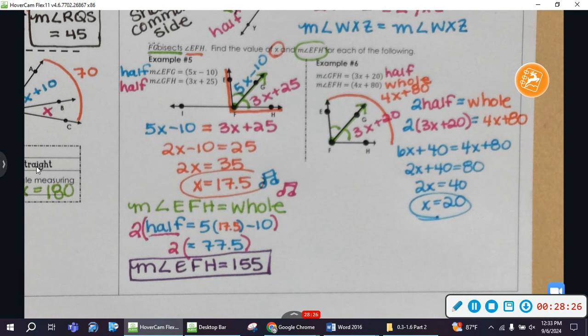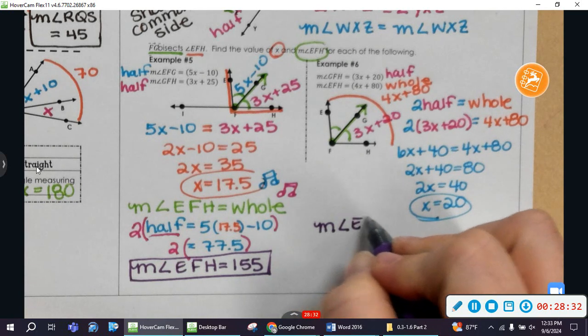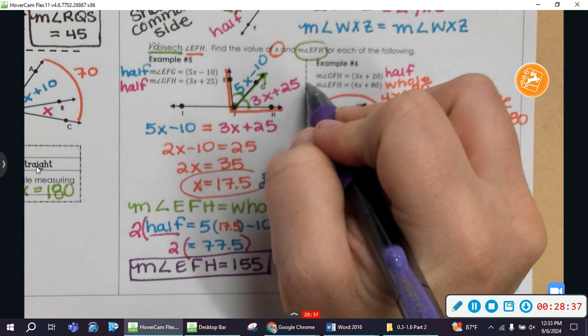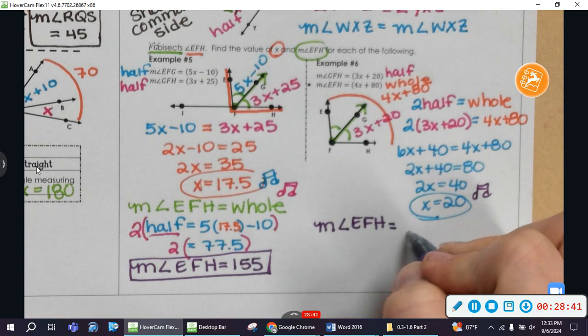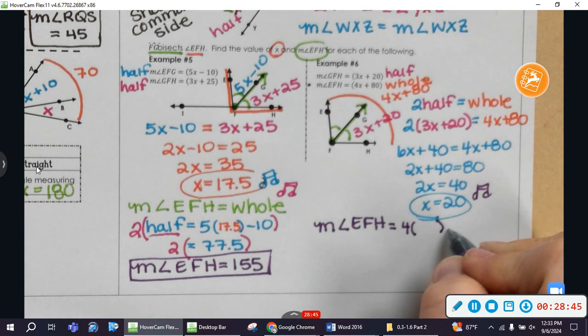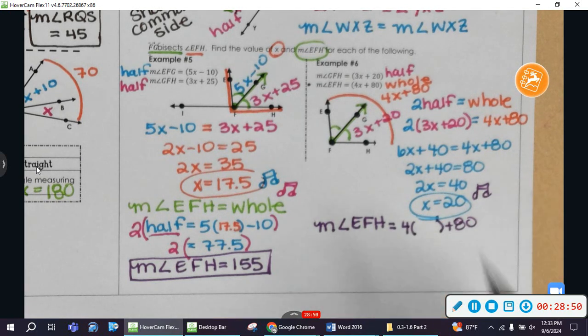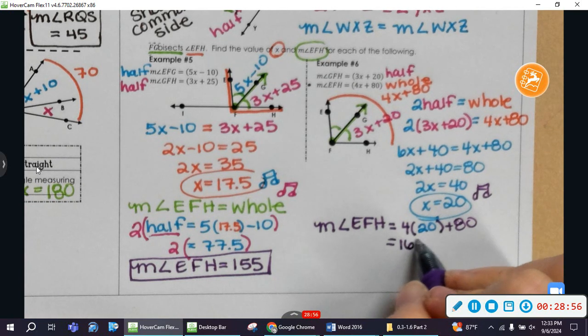But they don't want just that. They want the measure of angle EFH. Well, in this case, they did actually give us EFH. So I can plug it directly into that, which is 4x plus 80. So 4 times 20 is 80. 80 plus 80 is 160.